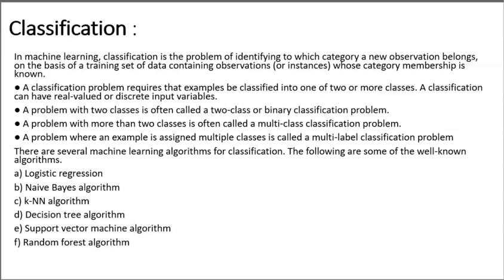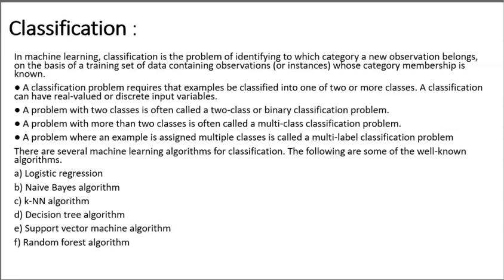So it can have real value variables or discrete variables depending upon the case. And in usual cases, if there are two classes, we usually refer to it as a binary classification problem. And with more than two classes, we usually refer to it as a multi-class classification problem.